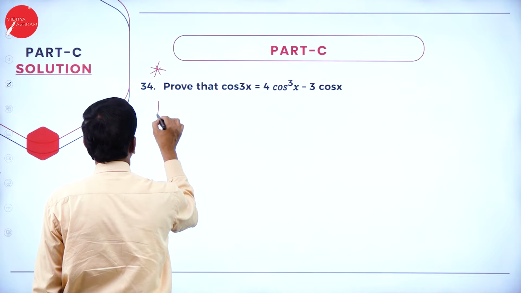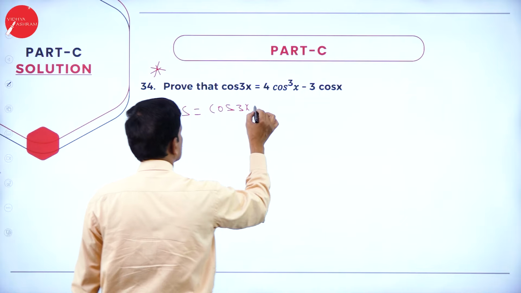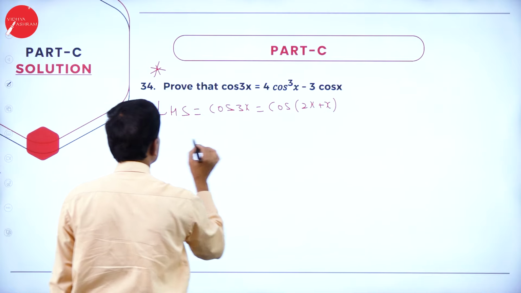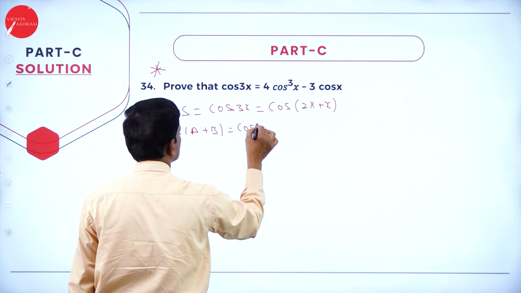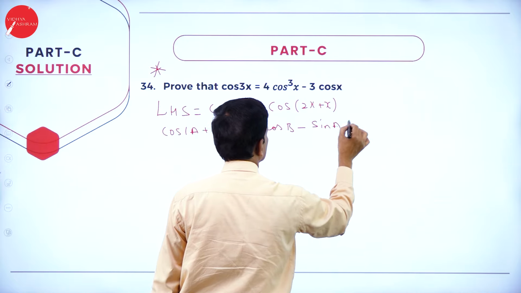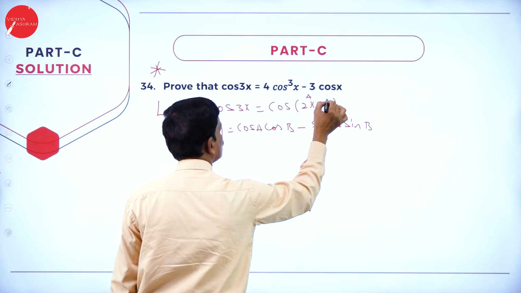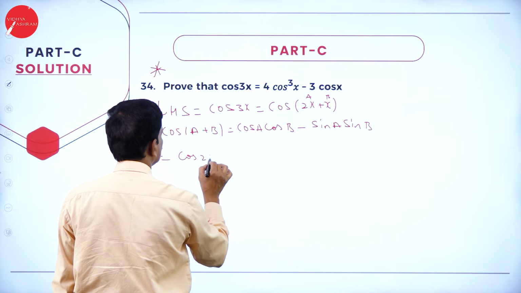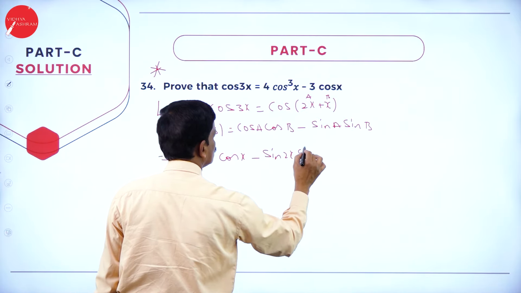Now, let us take LHS. LHS is cos 3x. So, this cos 3x can be written as cos of 2x plus x. Now, if you observe carefully, this is of the form cos of a plus b. Cos of a plus b is equal to cos a cos b minus sin a sin b. Now, substitute here. What is a? A is 2x and b is equal to x. So, this can be written as cos 2x cos x minus sin 2x into sin x.